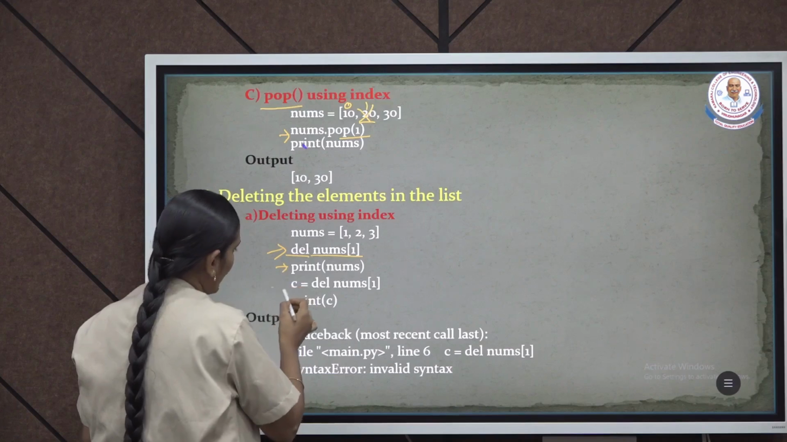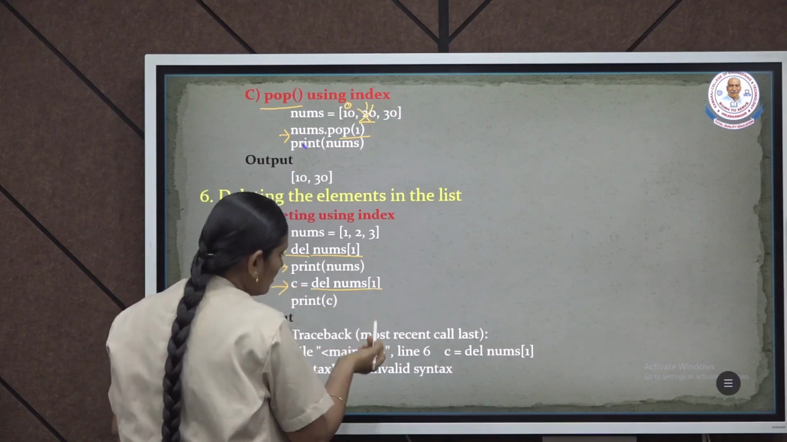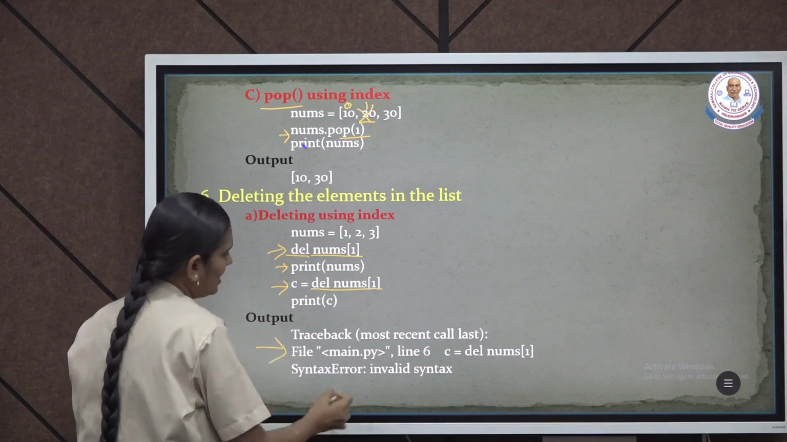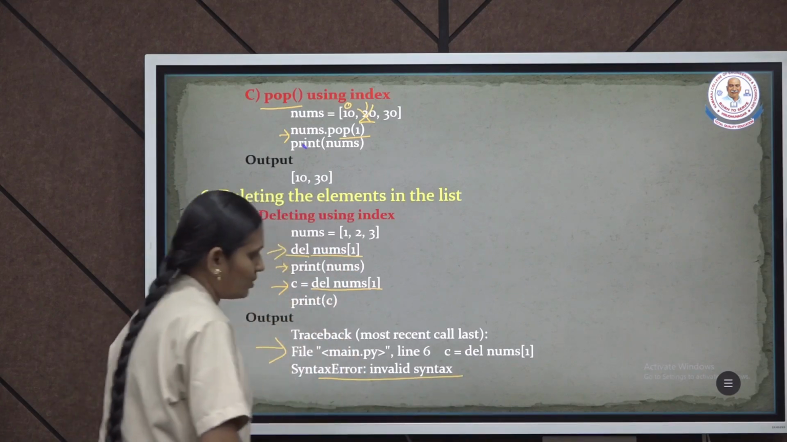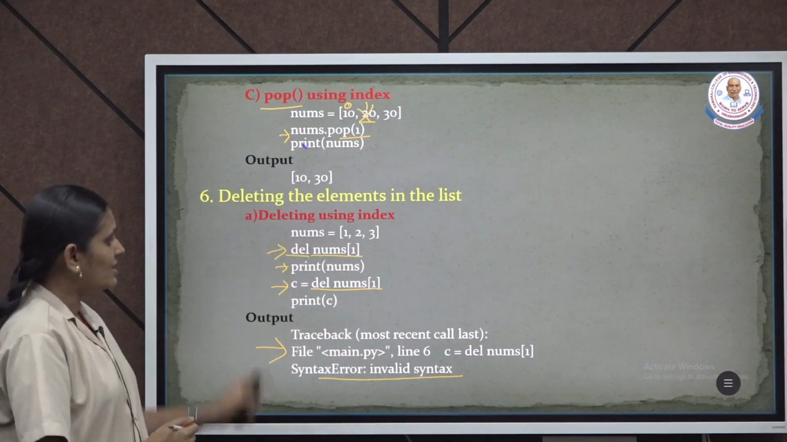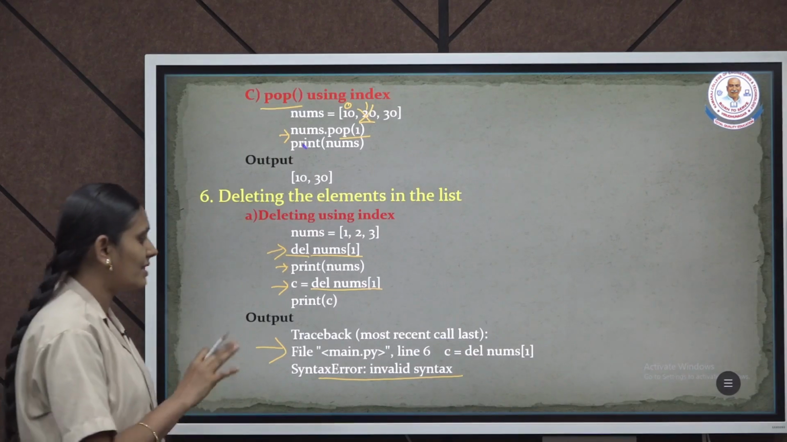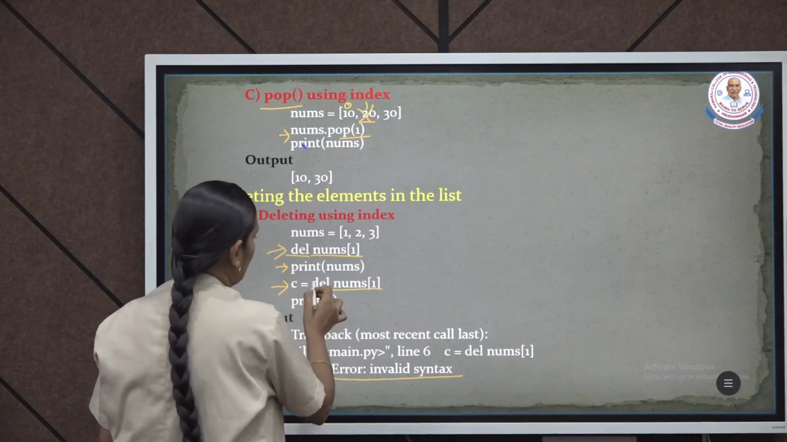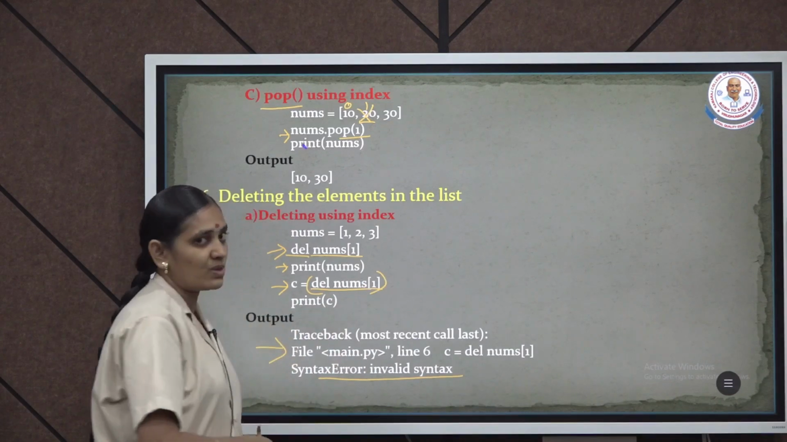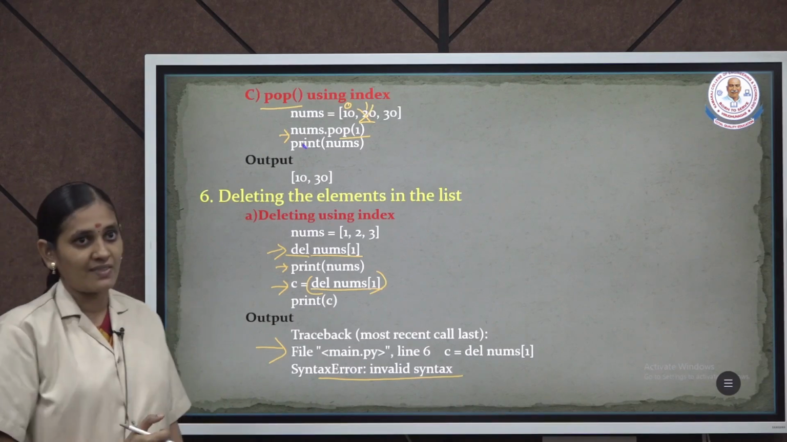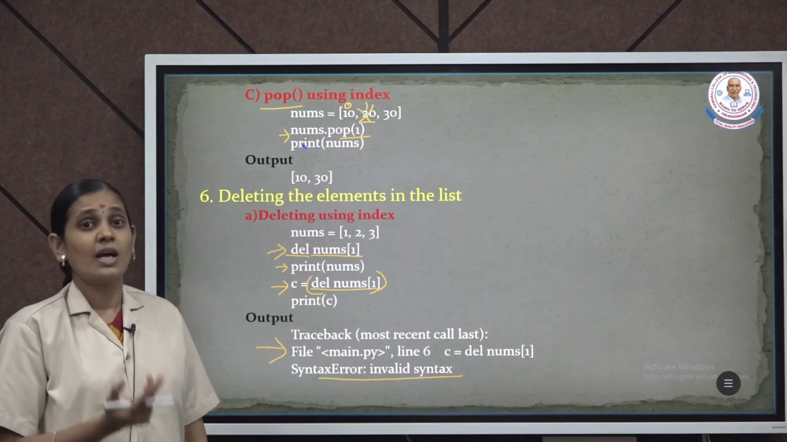After that, if I try to store the deleted element in a variable, what does it show? It shows the error message, invalid syntax. So this is the main difference. It doesn't give any value. It shows the syntax is invalid. So we can't store the deleted element by using the del keyword or the remove keyword. We can retrieve the element which we have deleted using the pop keyword.